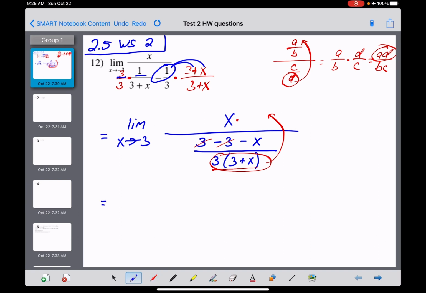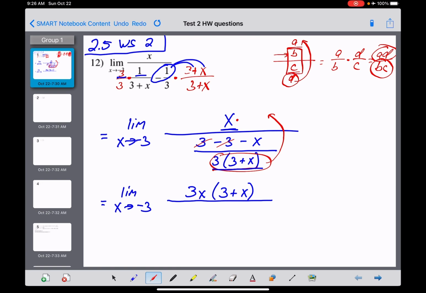So we could rewrite this now as a limit as x approaches -3 of one fraction, and the numerator is going to be this x times all of this mess. So I'm going to write that as a 3x times the quantity 3 plus x. And now, if I go back to my example in red up here, the final denominator is the combination of these two factors right here. It's the denominator of the numerator and the numerator of the denominator. So this negative x that's left over here stays in the denominator, and there you go.